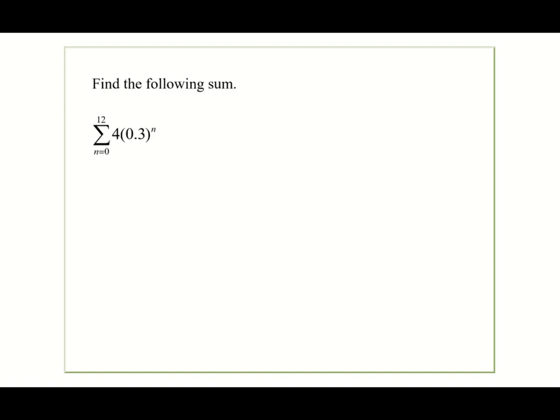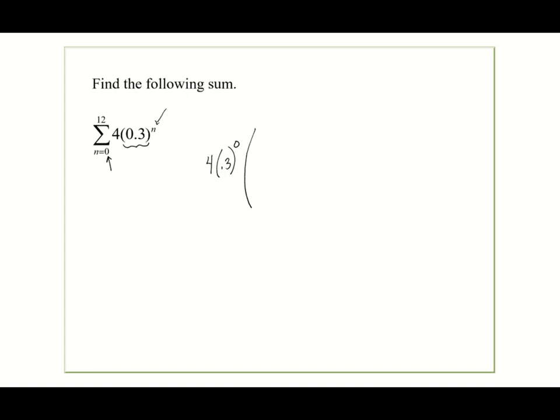So here I'm looking to find the sum of this sequence. First of all, I want to confirm for myself that this is geometric. I have a number being raised to a power, so I feel confident that this is a geometric sequence. In this particular case, my first term is going to happen when I plug 0 in for n. So my first term is going to be 4 times 0.3 to the 0. So that represents my first term.